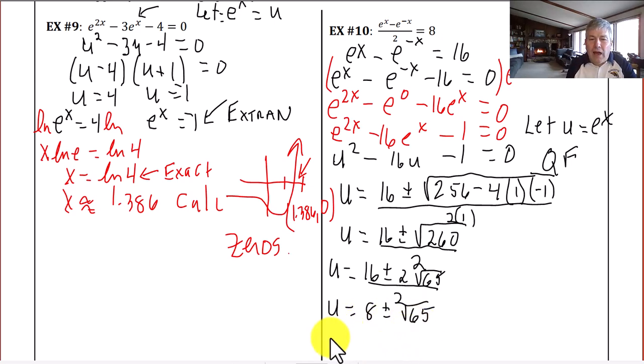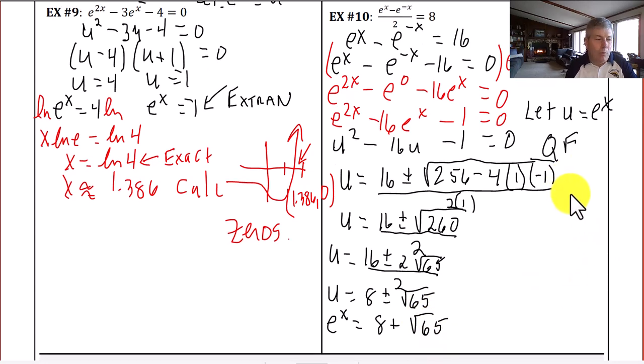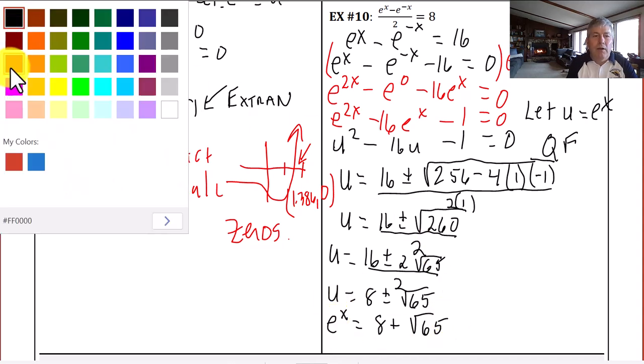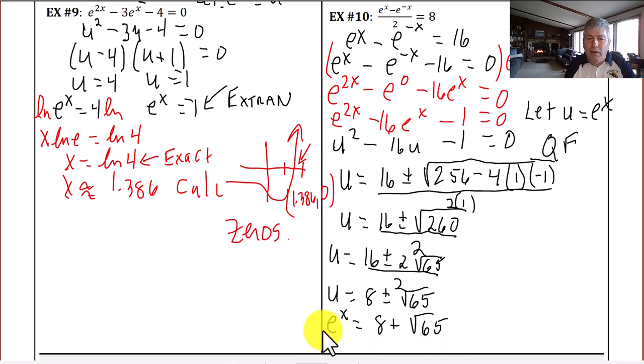So our only option then will be to say e to the x equals 8 plus the square root of 65. So 8 plus 8 is almost 16. And then we need to solve this for x, and we'll go ahead and do that by natural logging both sides. So I'll take the natural log of both sides.